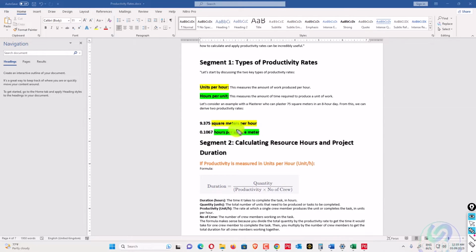Segment 1 has finished now, and we will continue with segment 2. What is segment 2? We have to calculate our durations from our resources and productivity rates. This topic is not really related to duration, but I will explain it just a little bit. If you are using unit per hour, then the quantity will be divided by productivity rates and crew. So what is the crew?